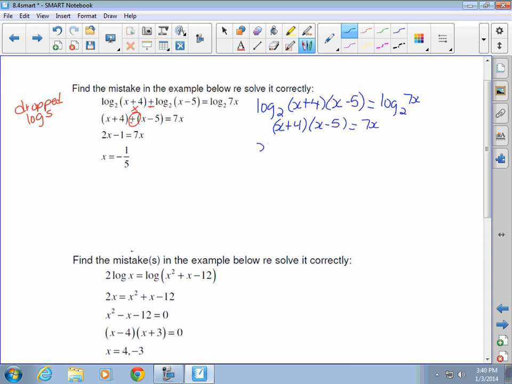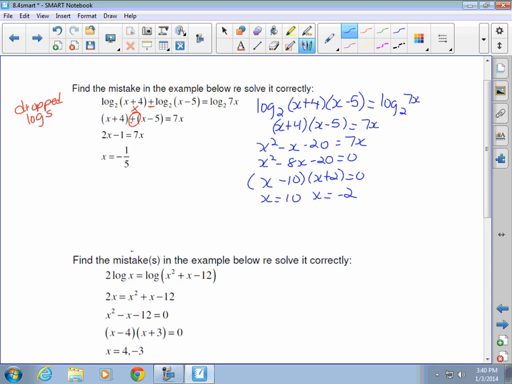So this will be x squared minus x minus 20 is equal to 7x. Bring over your 7x: x squared minus 8x minus 20 equals 0. Product and sum: x minus 10 times x plus 2 is equal to 0. x equals 10, x equals negative 2.